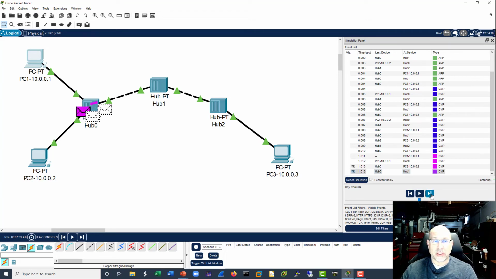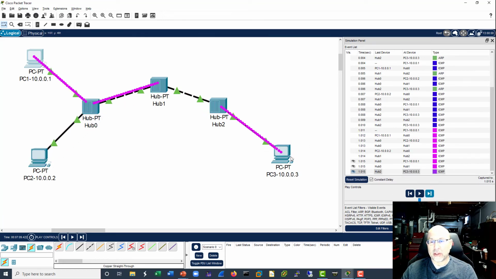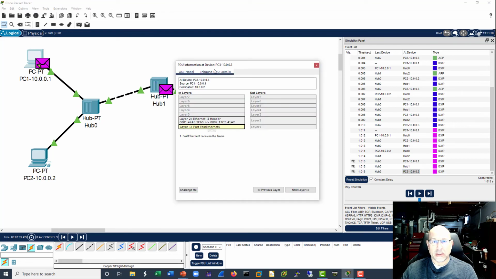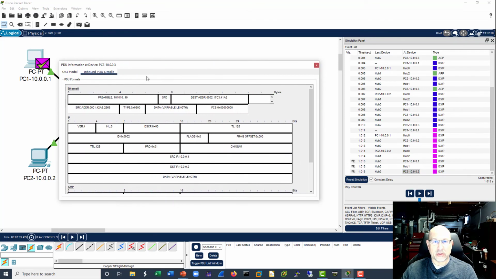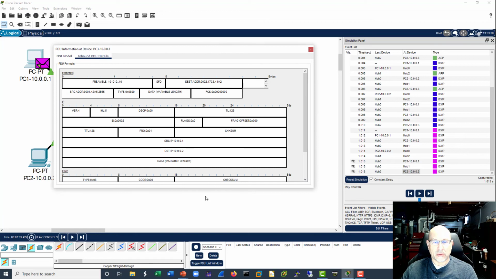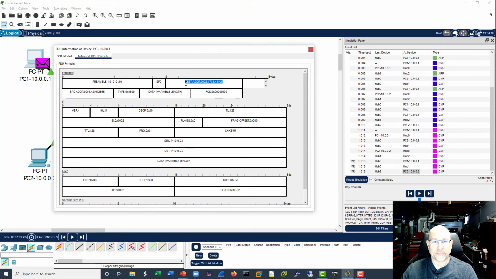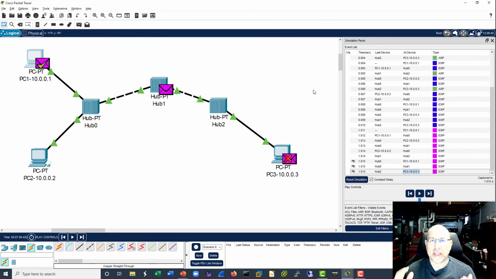But it's a hub. It says, I don't care about MAC addresses. I don't have a table like that. So I'm going to blast this out everywhere. And so PC3, way over here on the other side, sees the conversation that PC1 and PC2 are having. Okay, so this right here is a demonstration of why we don't use hubs in networks today.